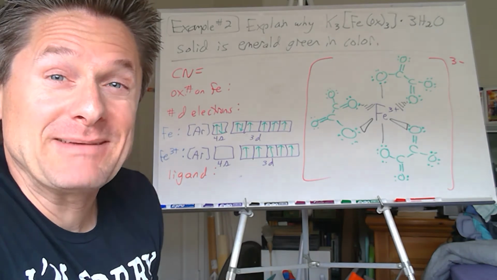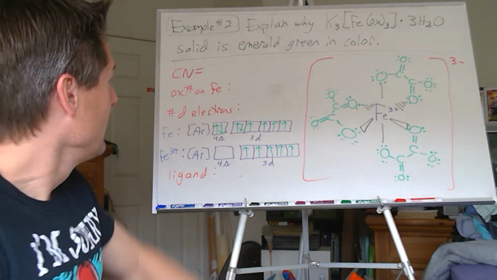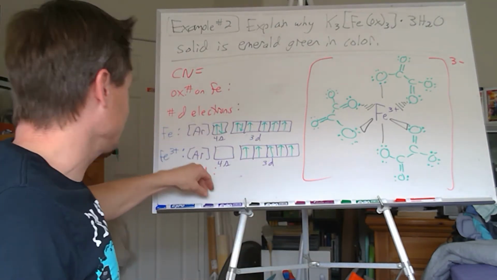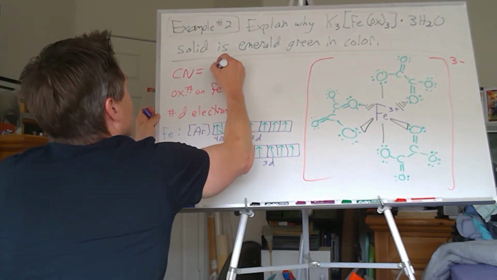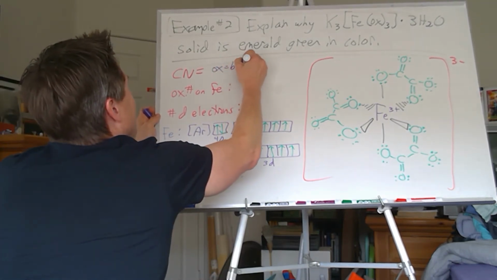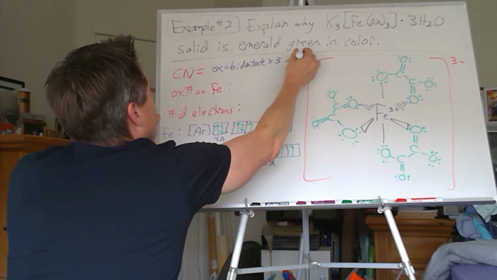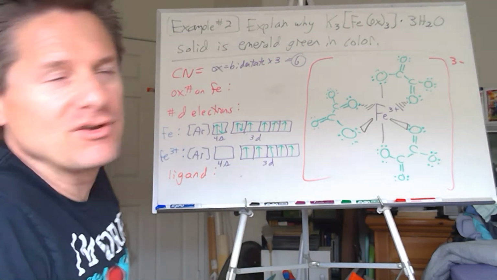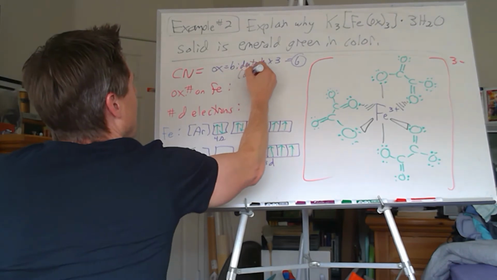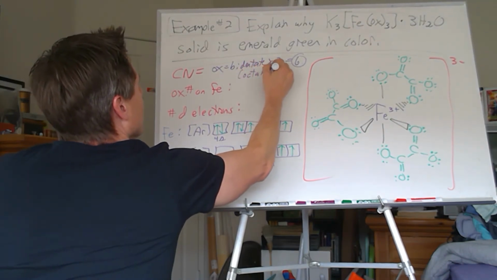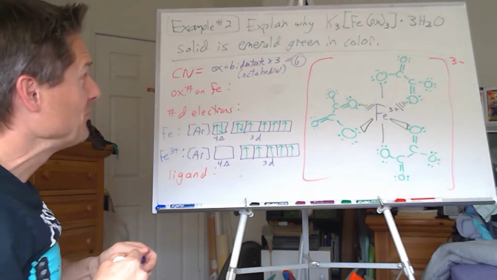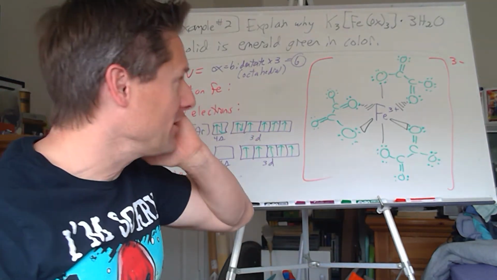This board is pretty crazy, my friends. You ready? We've got 3 oxalates, but the oxalate is bidentate, times 3 would be a coordination number of 6. So that's going to be octahedral. Happens a lot, huh? And this is what it looks like, right?